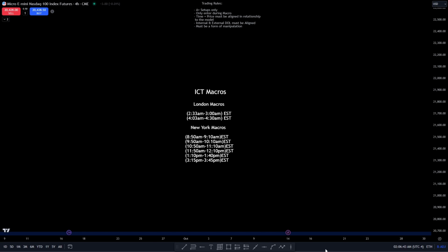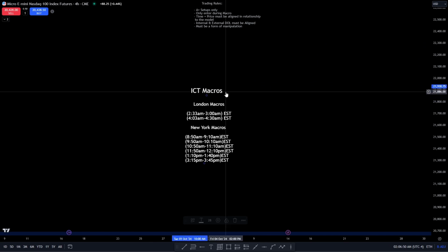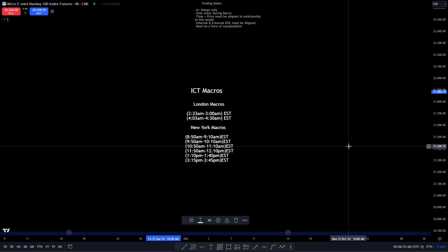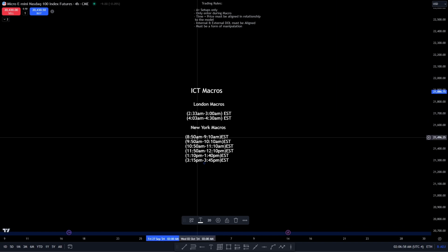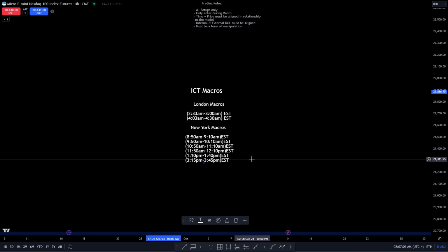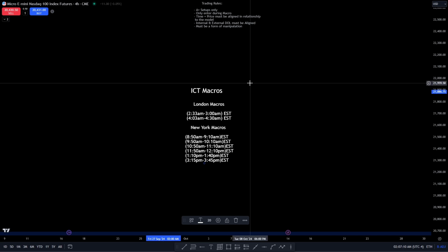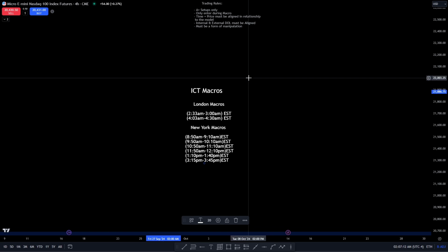Alright, so these are ICT macros, right? As you can see here, ICT macros. And starting from midnight all the way till the end of New York session, there is a total of, let's see, 8 macros, right? So first, let's just start off with what are macros.